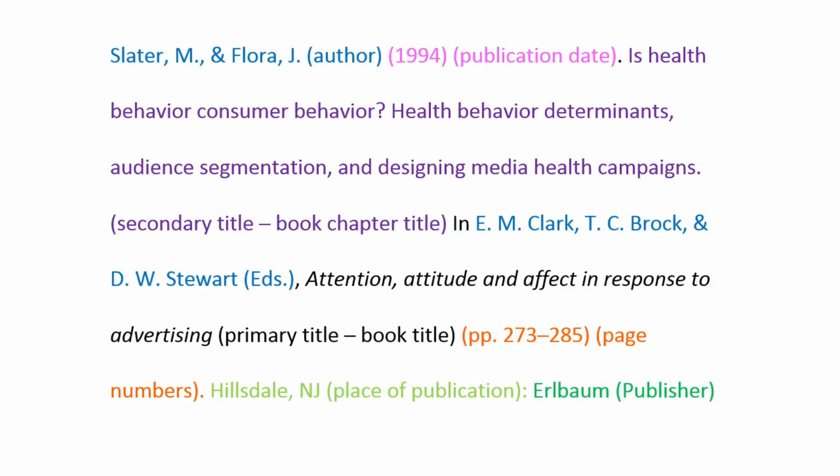Indications that this is a book chapter are authors and editors, primary and secondary title, page numbers and publisher details. To find this book chapter, you should look for the book using the primary book title, attention, attitude and effect in response to advertising using DDUH and TCD Library catalogs.